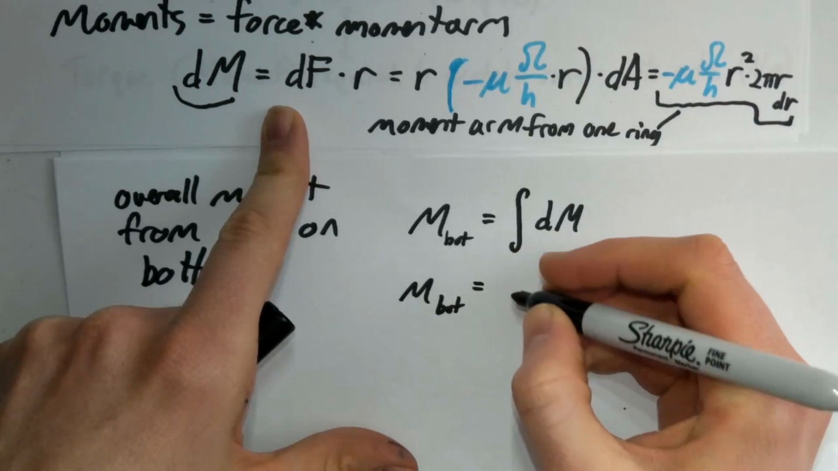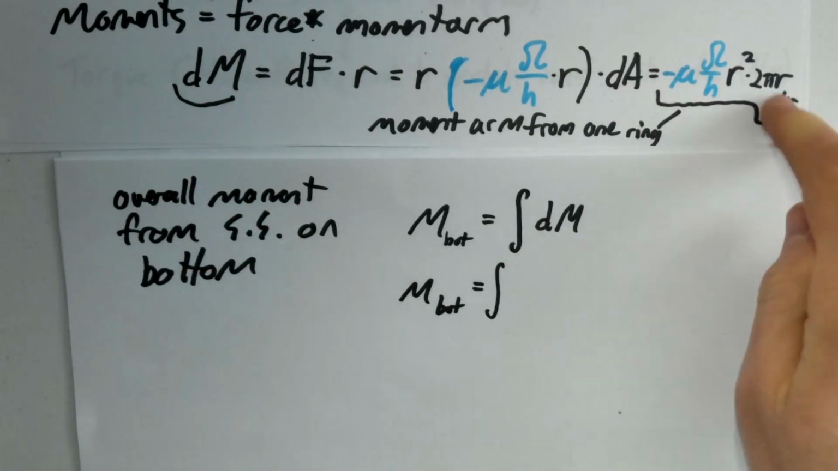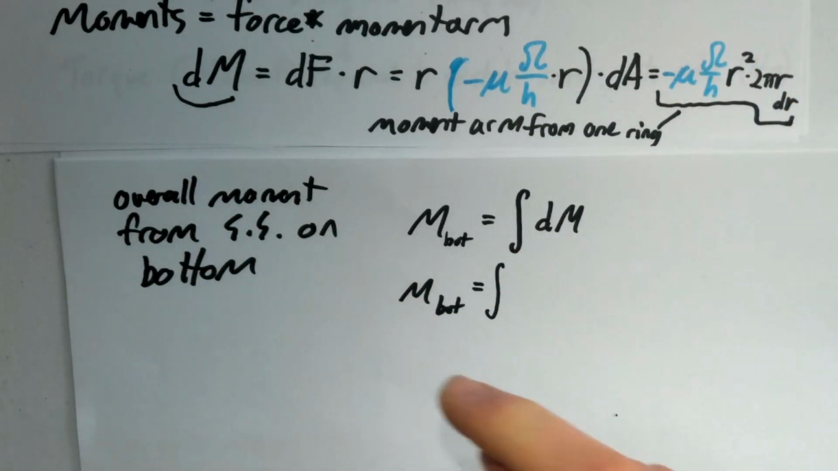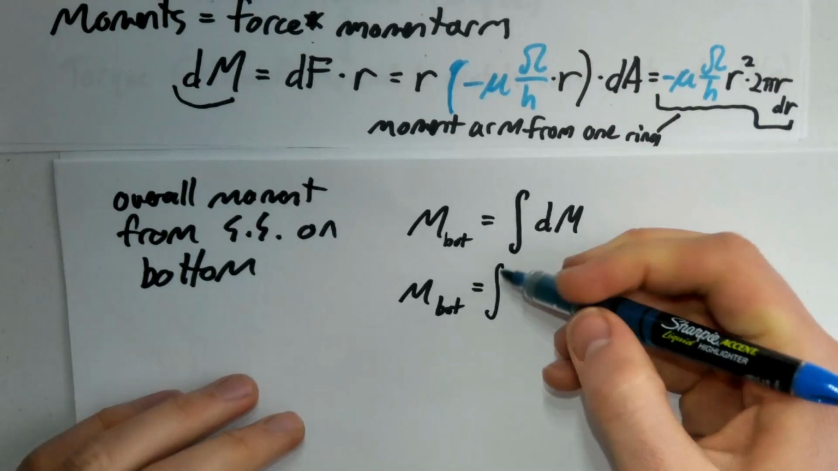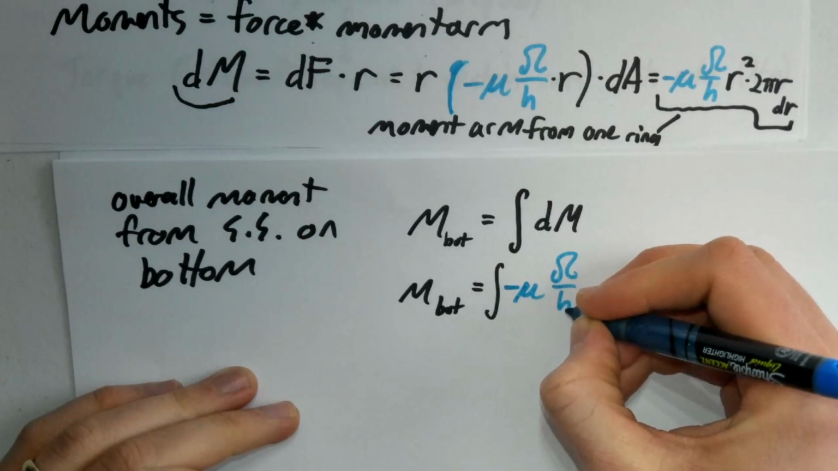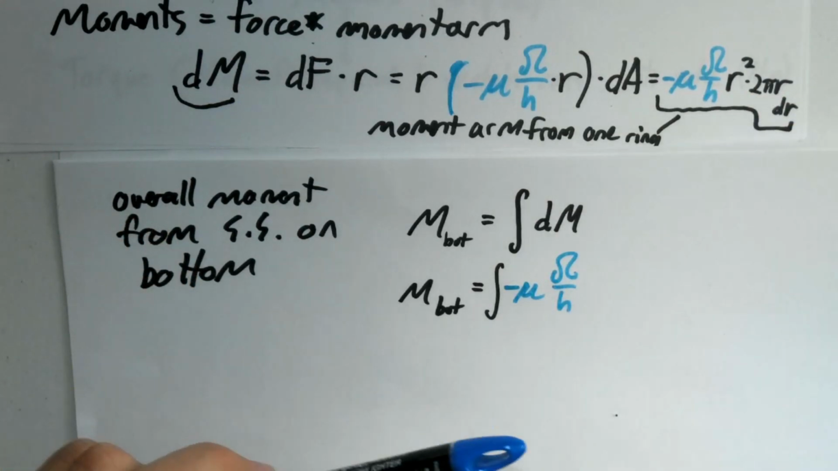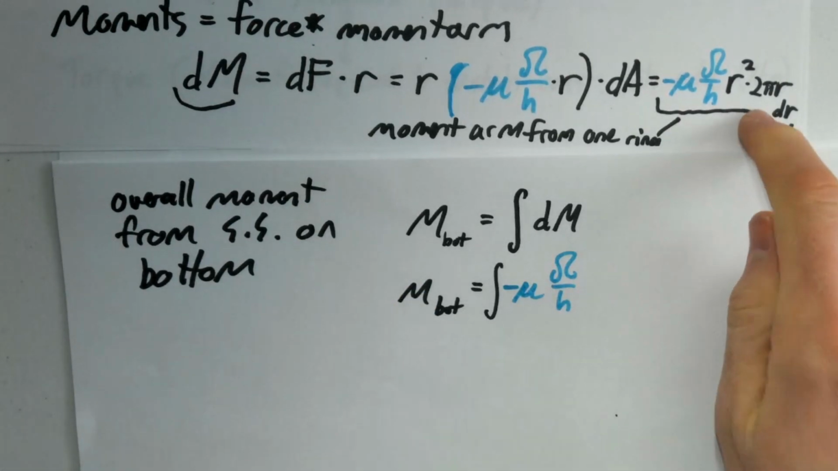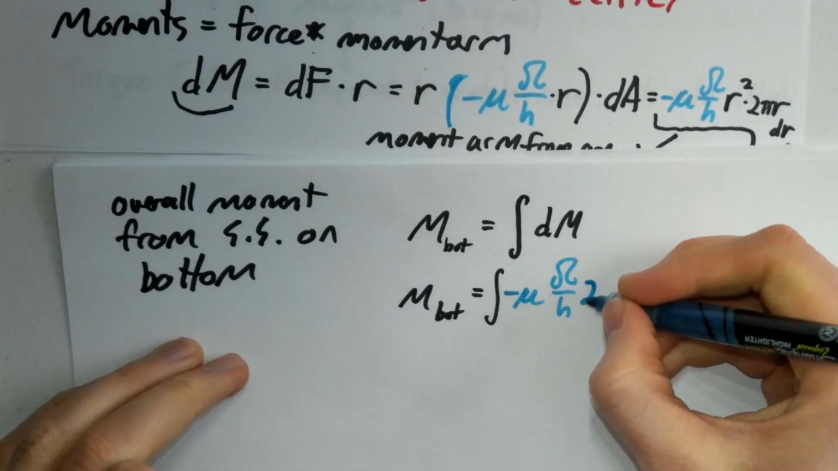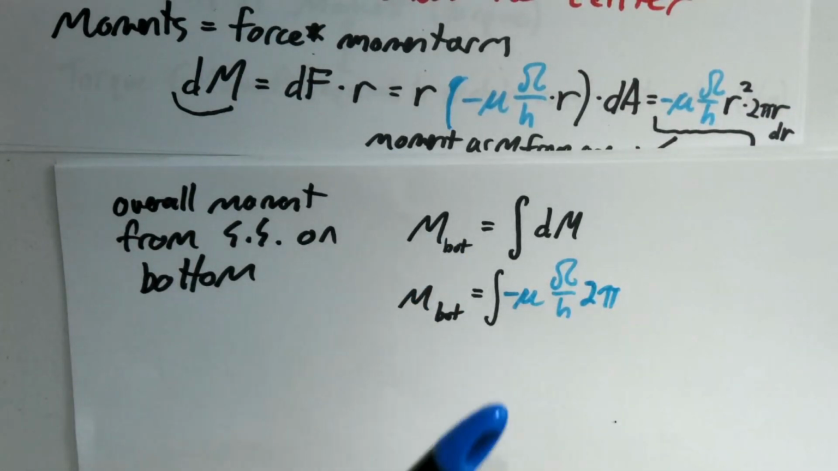So the moment on the bottom is going to be an integral of, and we can simplify some of this stuff as we put it in, it's going to be minus mu omega over h. And then 2 pi is actually a constant, right? So we get 2 pi. And now with the r squared and the r, we get an r cubed.